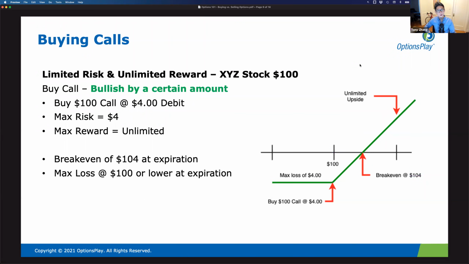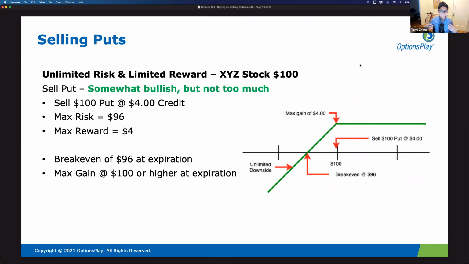So on the flip side, if we look at selling a strategy to potentially be profitable, let's take a look at what that looks like. And that's where selling a put comes into play, right? And many investors, when you first take a look at selling a put option, especially compared to buying a call option, sounds like a terrible idea.